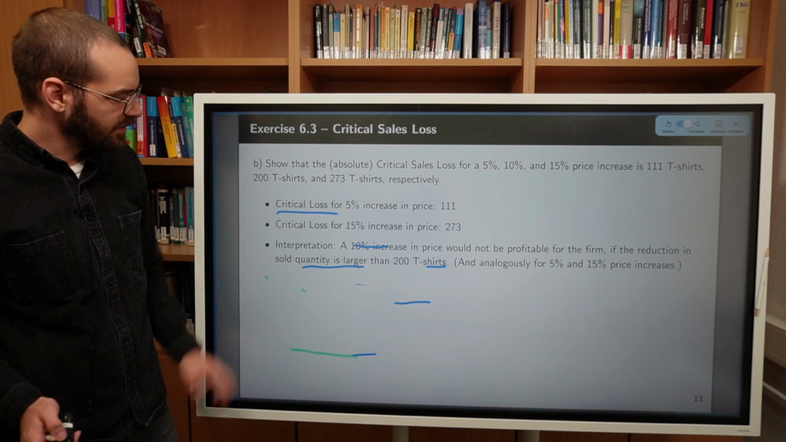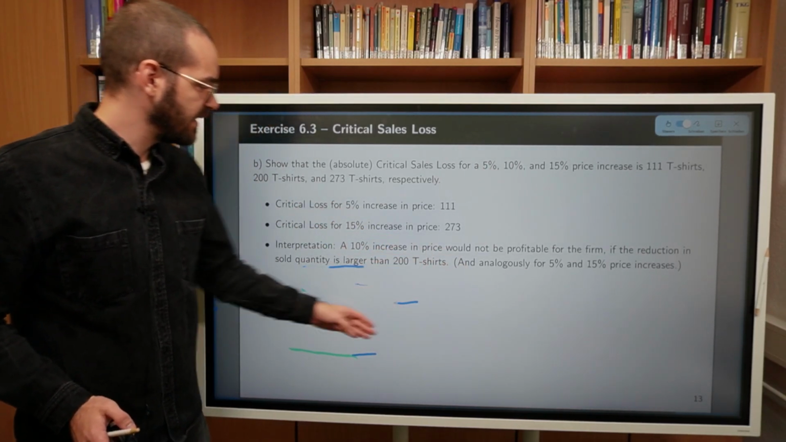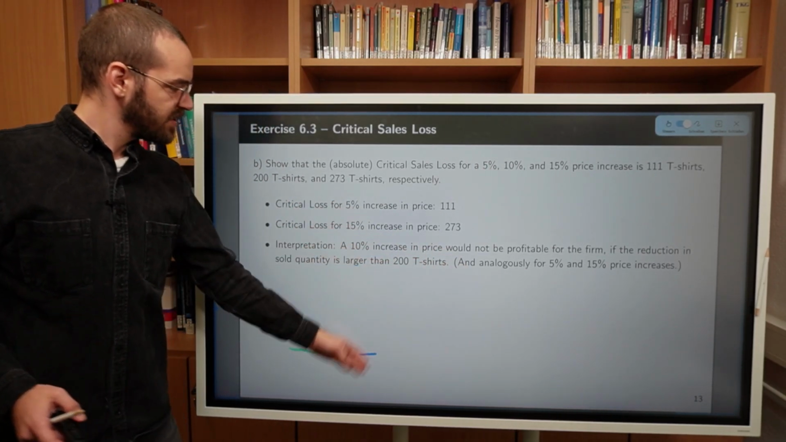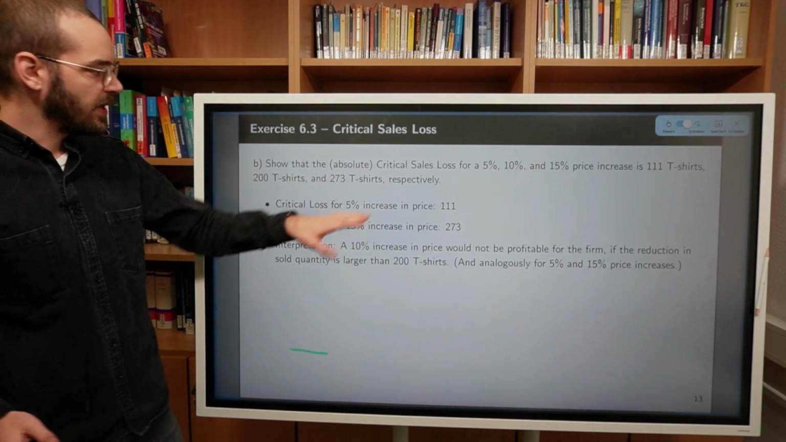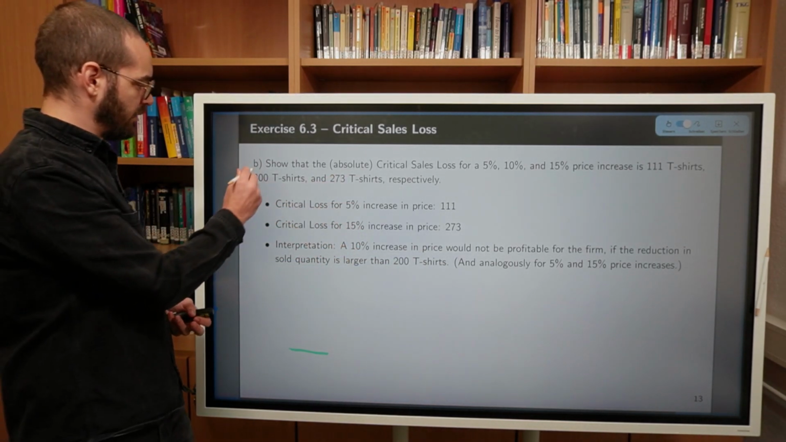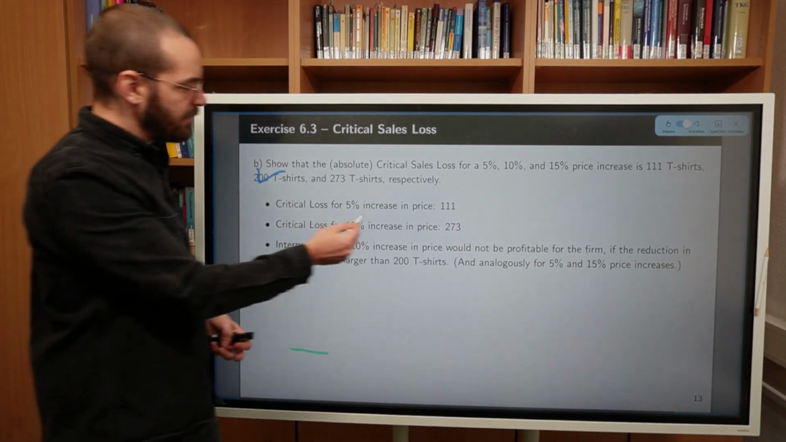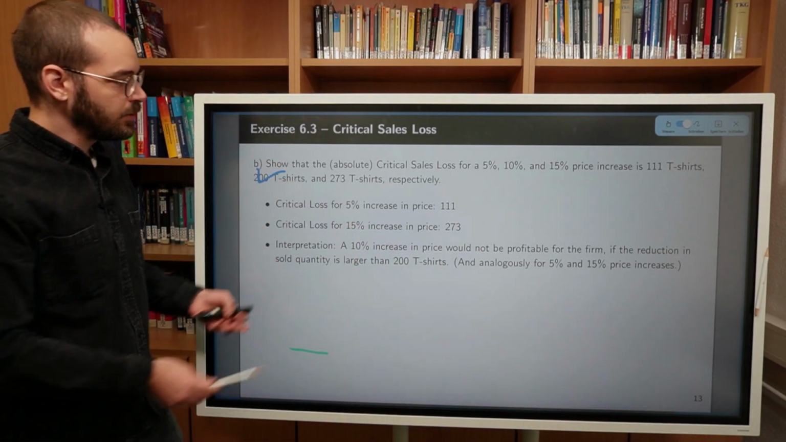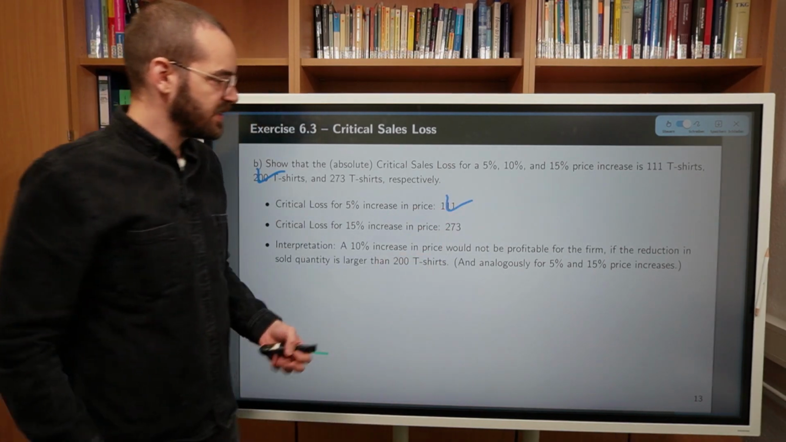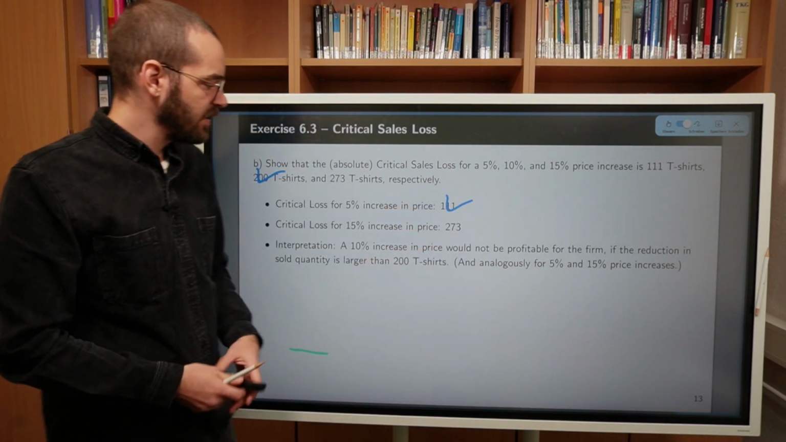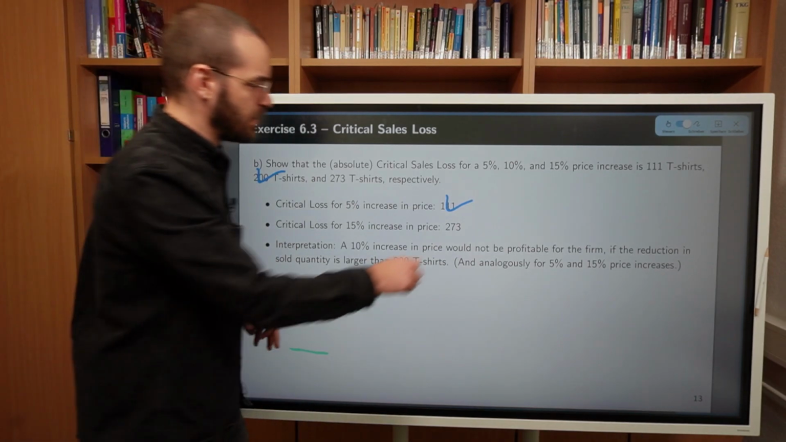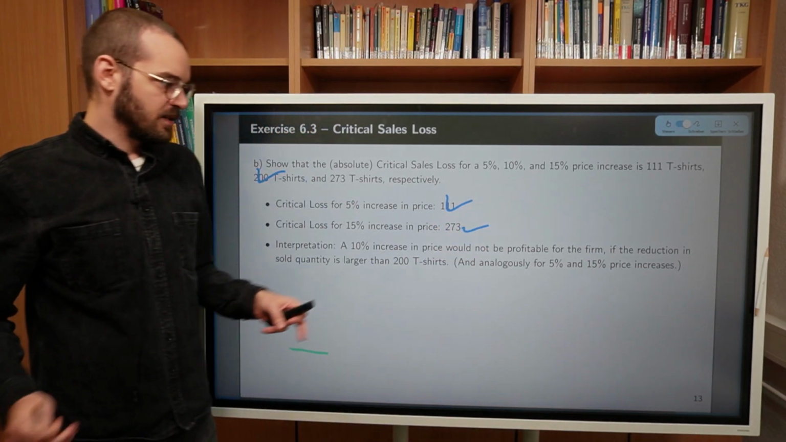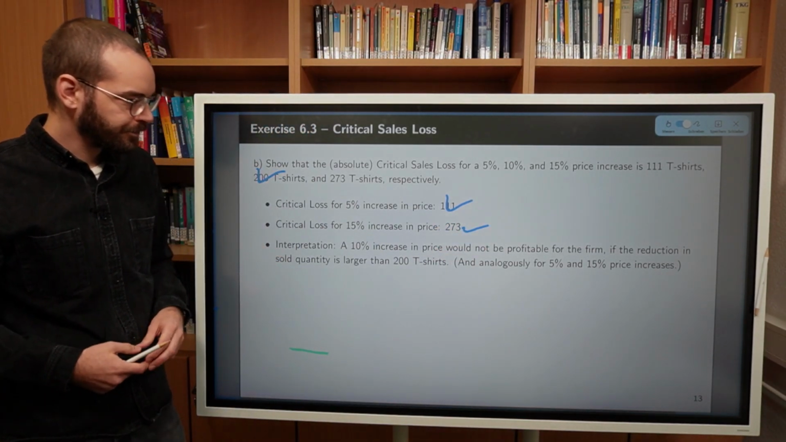The solutions of these calculations are given on this slide. For 10%, of course, we already calculated, it was 200, so this is already confirmed. Then for a 5% price increase, if we run the same calculations, we will see that the quantity is 111, and for a 15% increase, we will then see that the critical sales loss is 273.